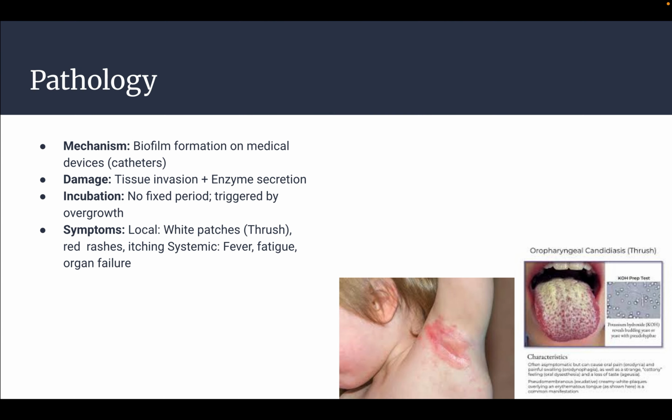If it stays local, you may see white patches in your mouth, which is called thrush, or red itchy rashes on the skin. But if it enters the body, it becomes systemic. This leads to high fevers, extreme tiredness, and eventually organ failure, where this becomes a medical emergency and your body is going into sepsis. In these pictures, I have the thrush, the white patches that you might see on your tongue if you have Candida, and then the overgrowth of yeast infection on human skin and what it would look like, a red rash.